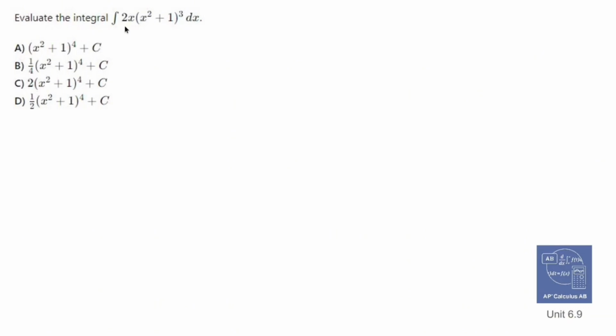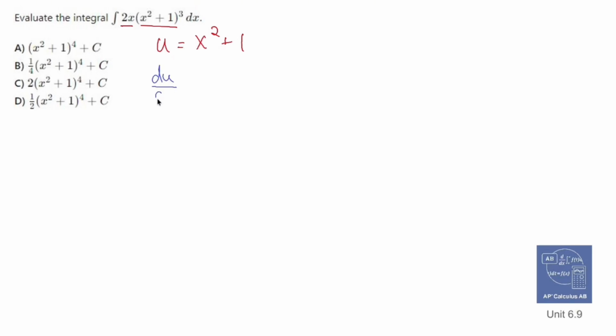You look at the two functions that you have, 2x and x squared plus 1. And you try to find something that looks like its derivative is floating around. It looks like x squared plus 1's derivative is floating around over here. So whatever looks like its derivative is floating around, you're going to call it u. So u is going to equal x squared plus 1. Take the derivative of that.